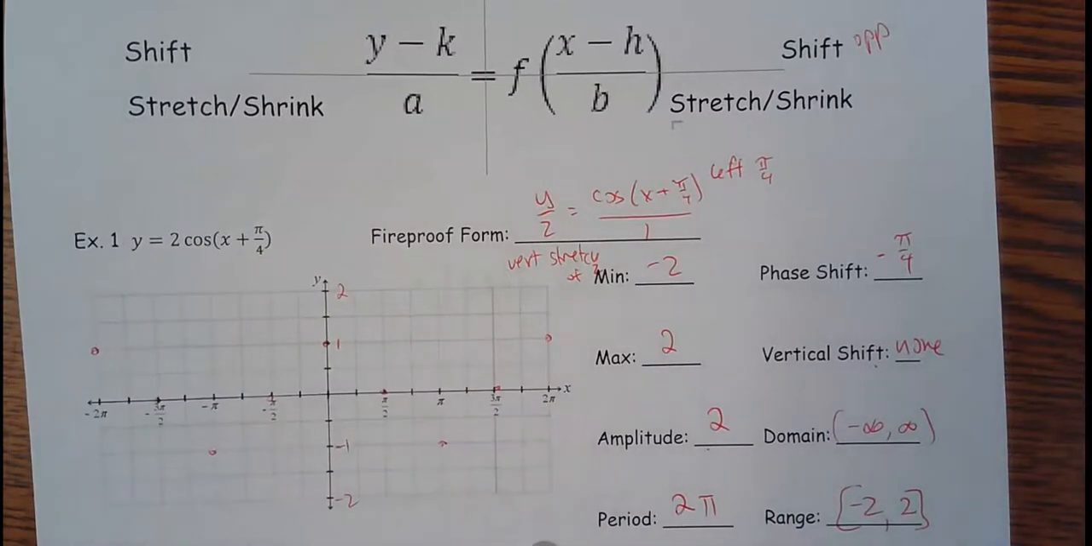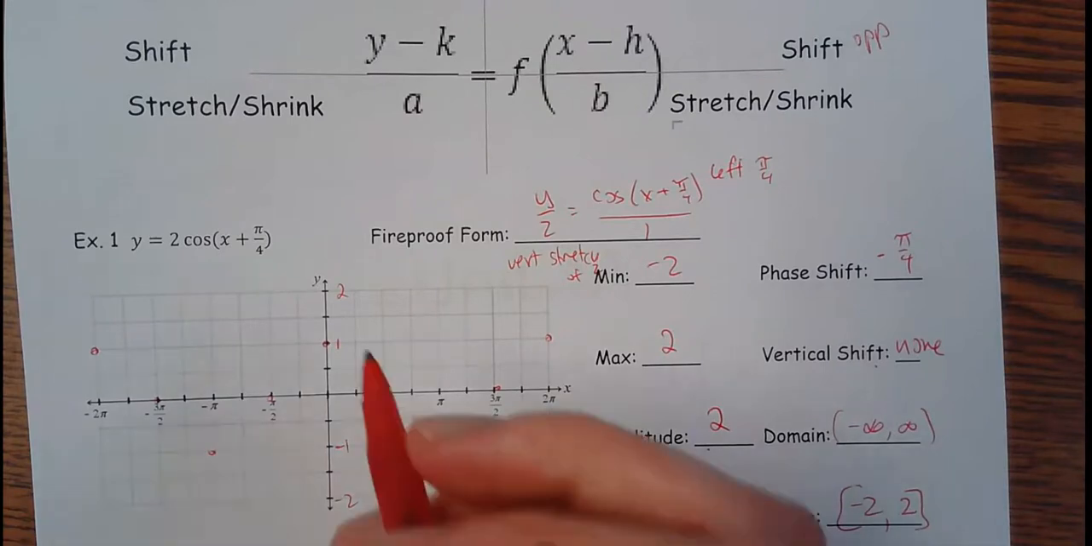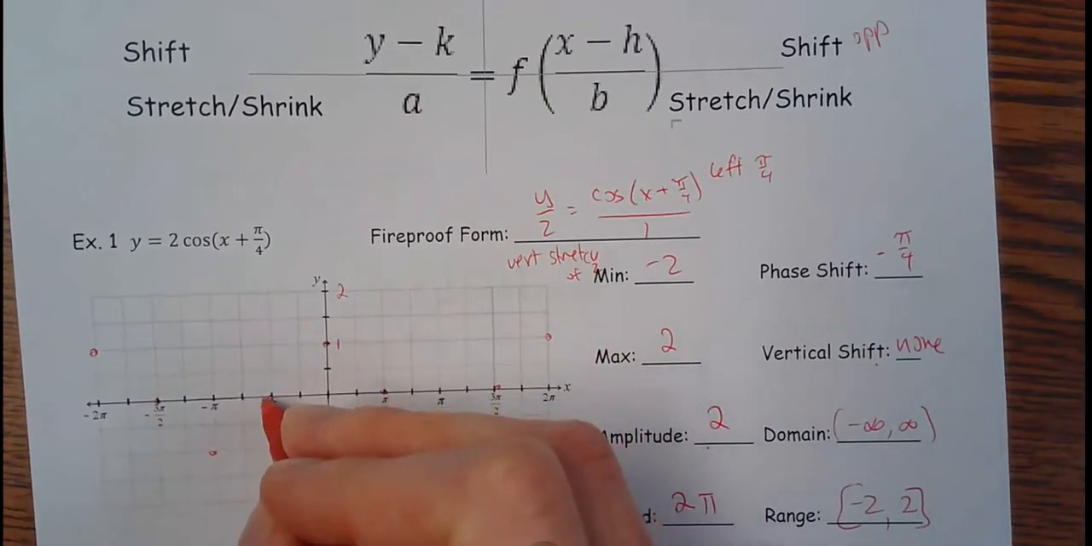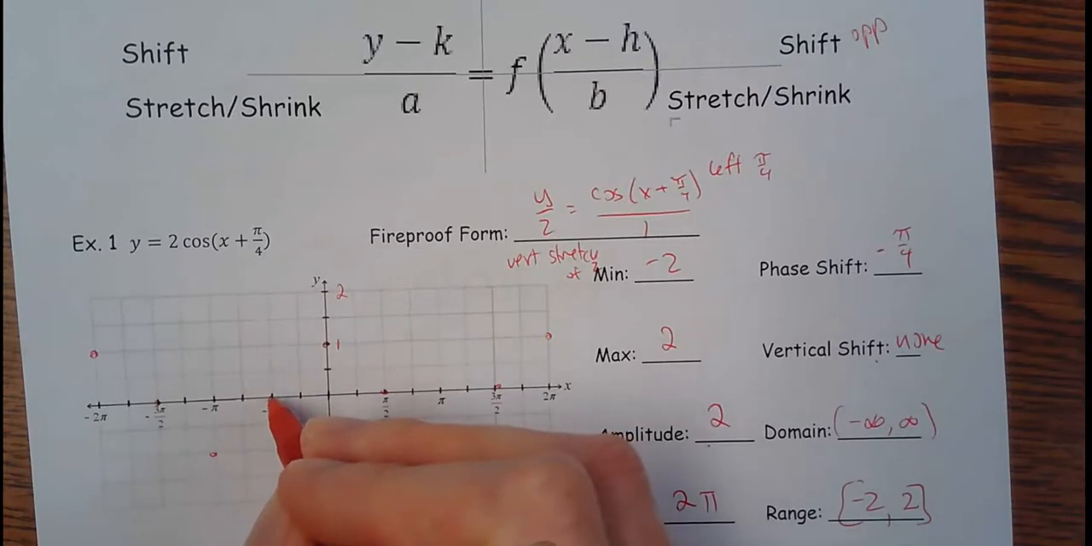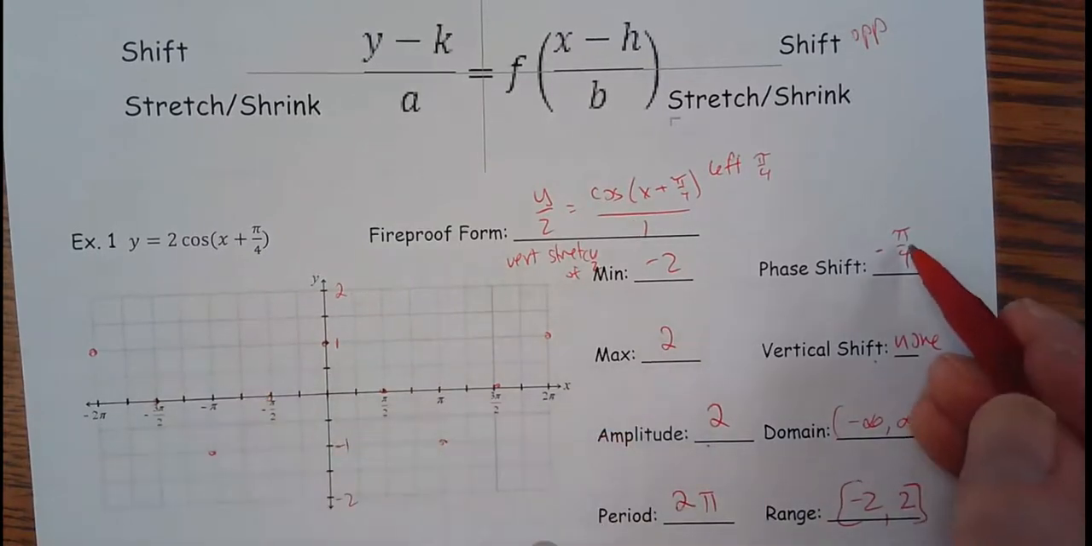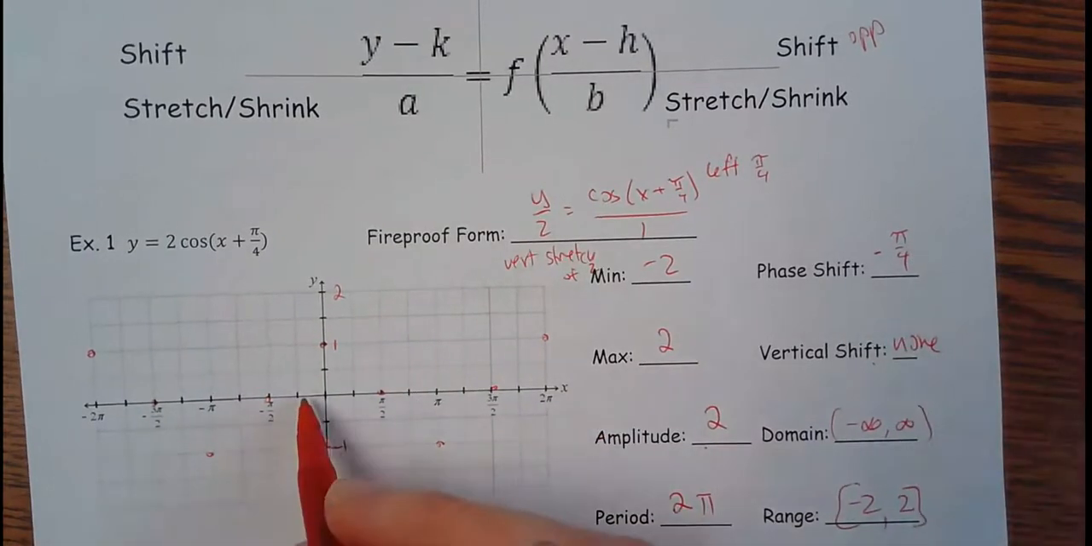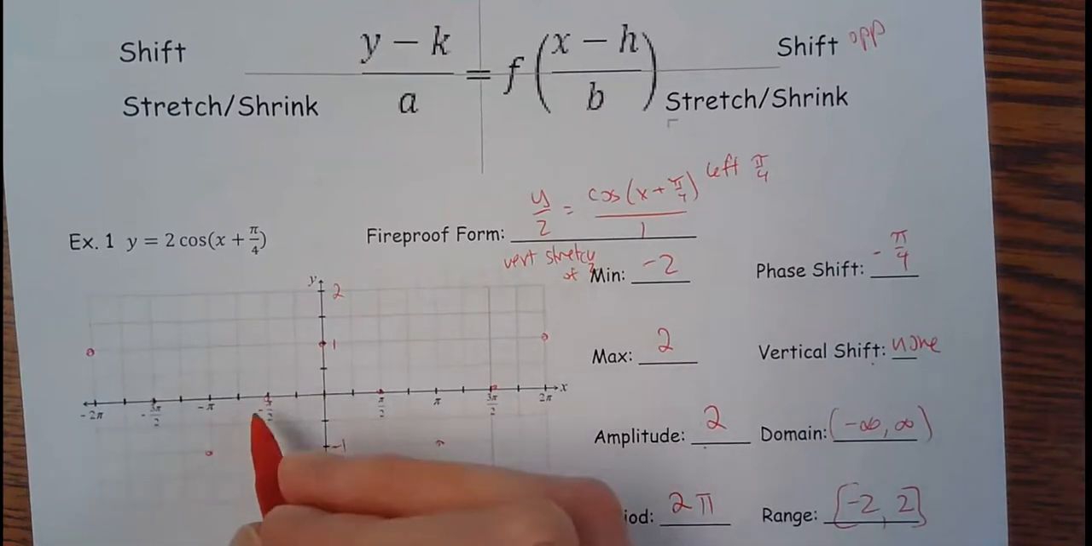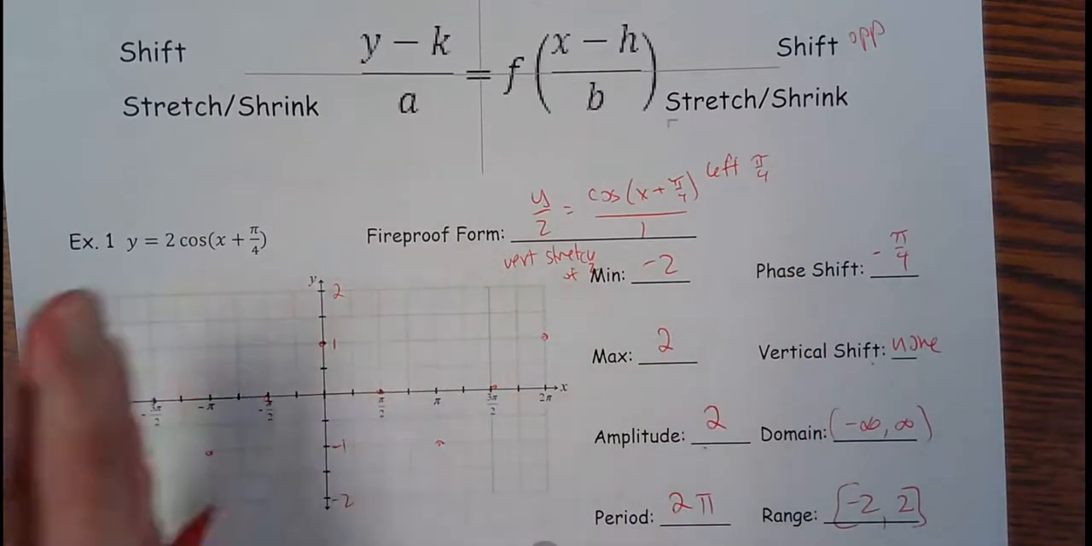Okay, so those dots would be normal cosine. Now I'm going to do some shifting. So first off, the zeros, they will move. They'll move pi over 4 to the left. And if you notice, each one of these is pi over 4. So every dot is going to move left first off.